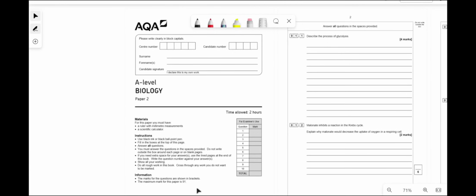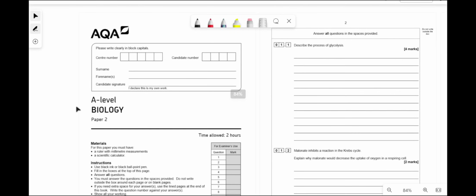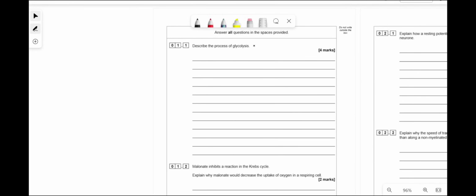Hello, welcome back to another episode of the A-Level Cookbook. Today we're going to be going through June 2021, Paper 2 from AQA A-Level Biology. Describe the process of glycolysis.